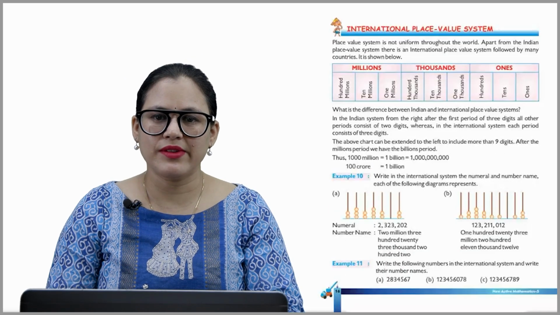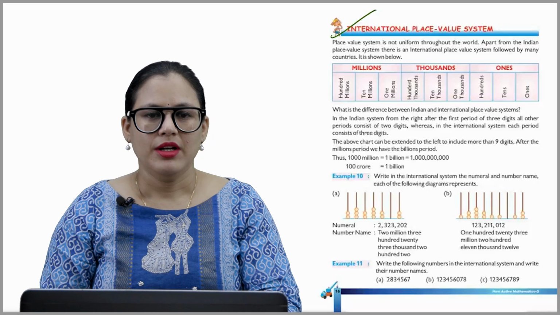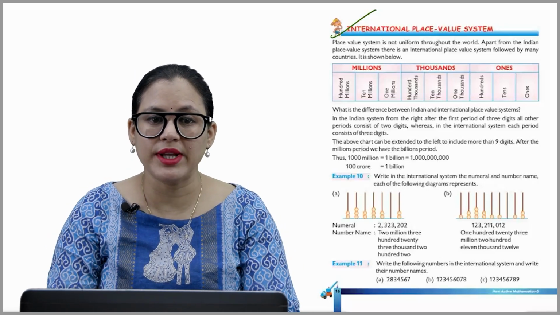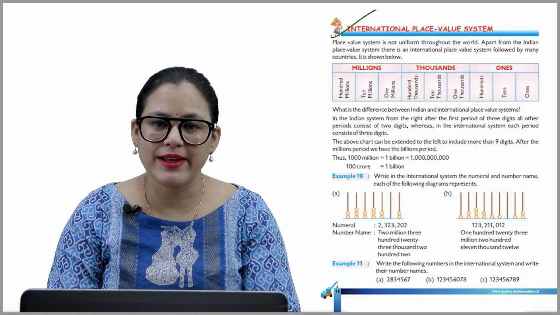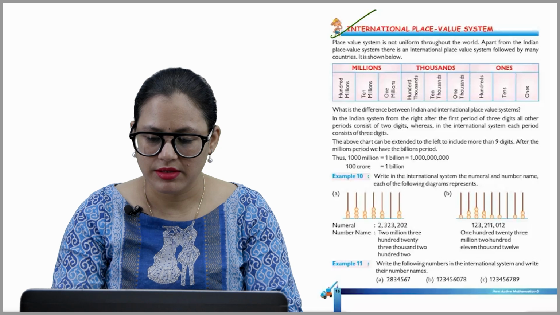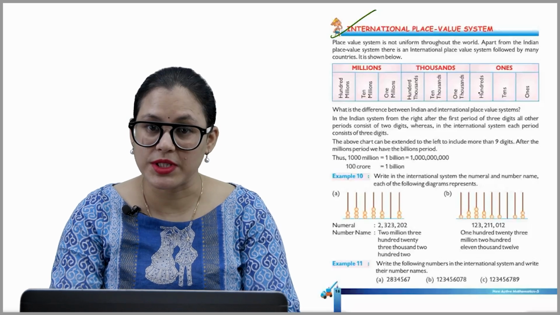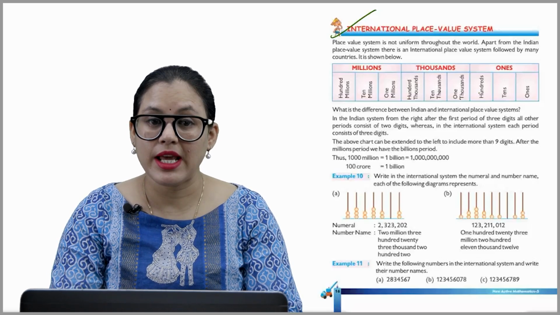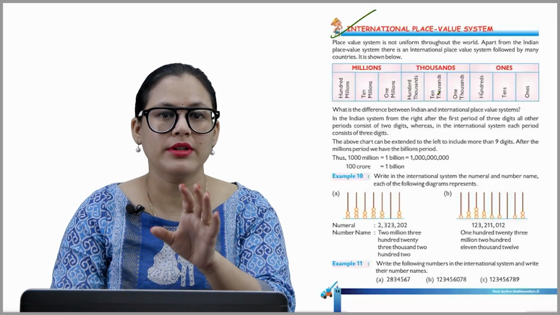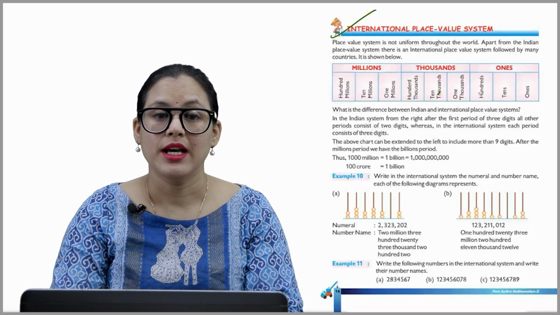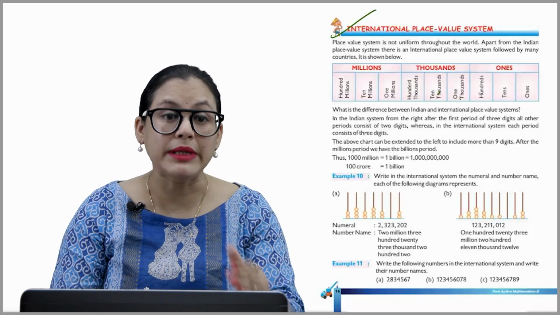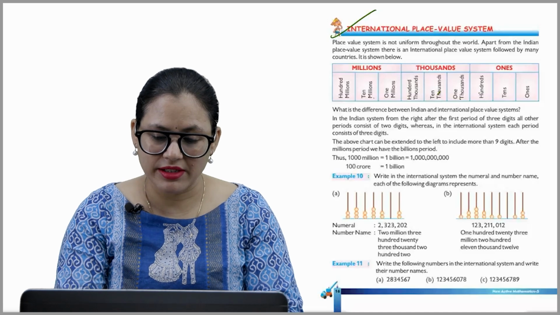Now, international place value system. You know, the place value system is not uniform throughout the world. Apart from the Indian place value system, there is an international place value system followed by many countries. It is shown below. See, ones period, we have ones, tens, hundreds, then thousands period, 1000, 10,000 and 100,000. Here one more number is added. Now here we do not have lakhs or crores in the international system. Instead we have millions. 1 million, 10 million, 100 million.